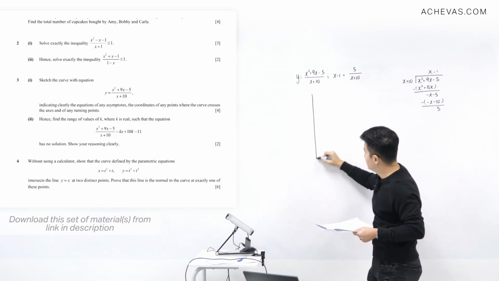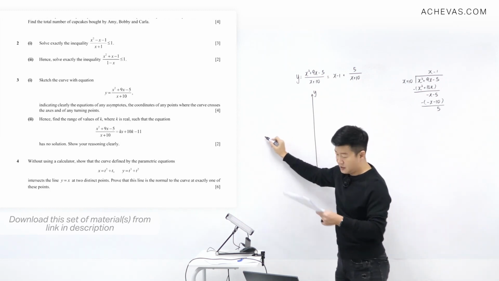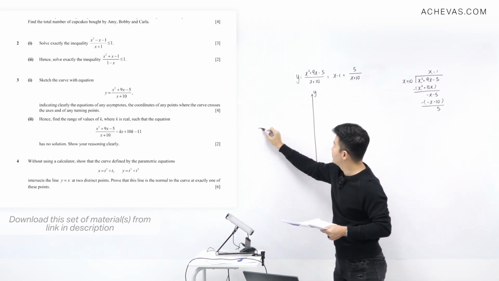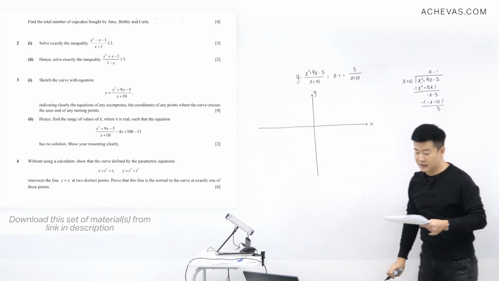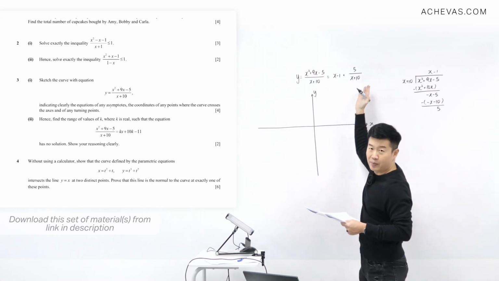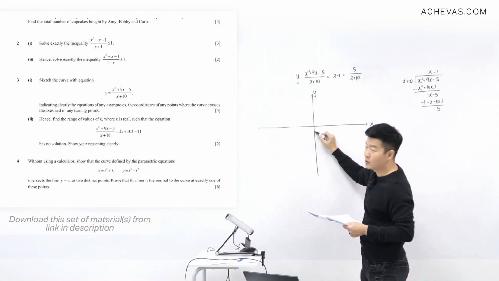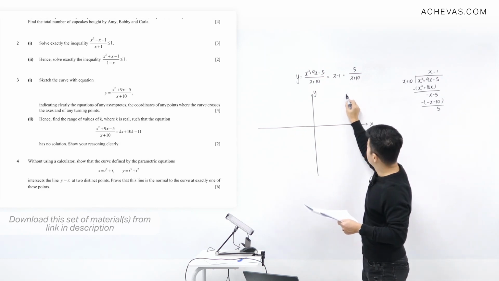So vertical line here is going to be representing the y-axis. Then I'm going to have a horizontal line. I'm going to draw it here. This will be representing the x-axis. We will have an oblique asymptote, which is this. It has a positive gradient, and it's going to be passing through the point 0, minus 1. So I'm going to draw my oblique asymptote here.